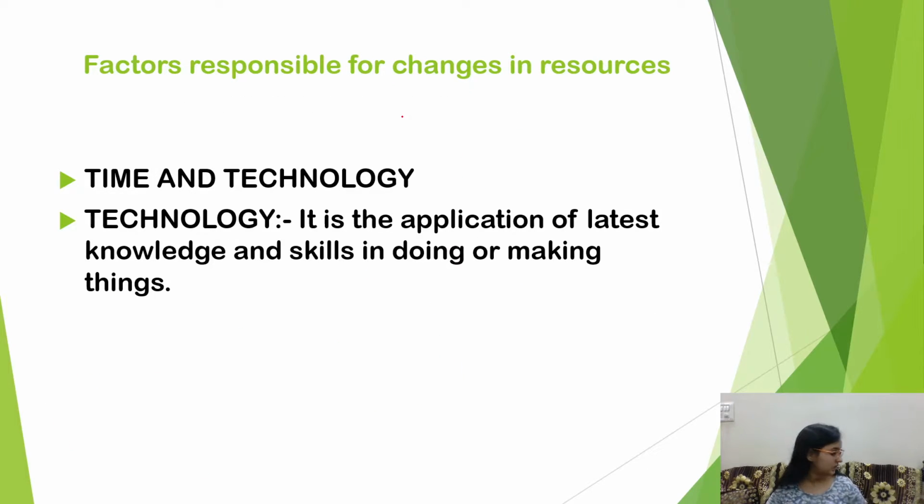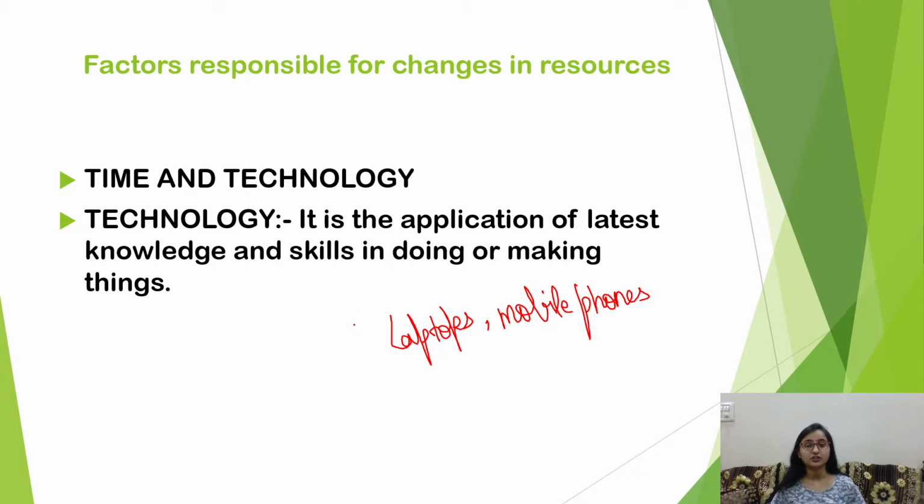Moving ahead, let's discuss the other part. What are the factors responsible for the change in resources? Now, 100 years back we did not have these laptops, right? We did not have mobile phones. So at that time teaching used to be done on blackboards or simple boards, with the help of books. And now we have smart classes and different websites from which we can take notes, right? So technological advancement has happened with the help of time.